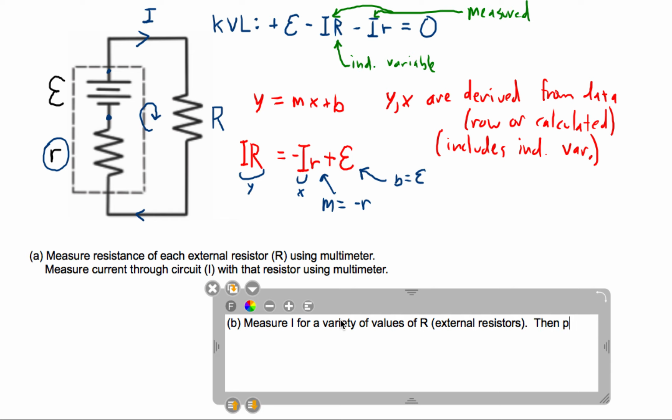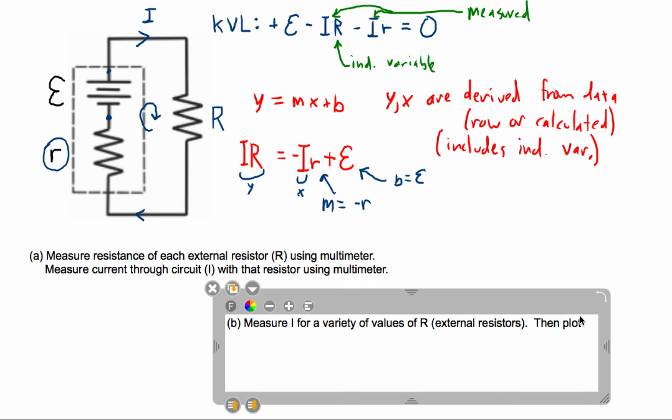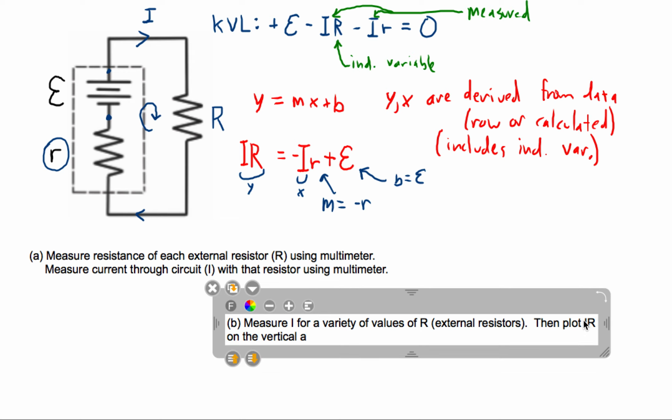And then we want to make a plot. To find out what our plot should be, we're going to look here at our equation. Remember, your plots are always of the form y versus x. You describe them as y versus x. So you could say plot IR on the vertical axis versus I on the horizontal axis.